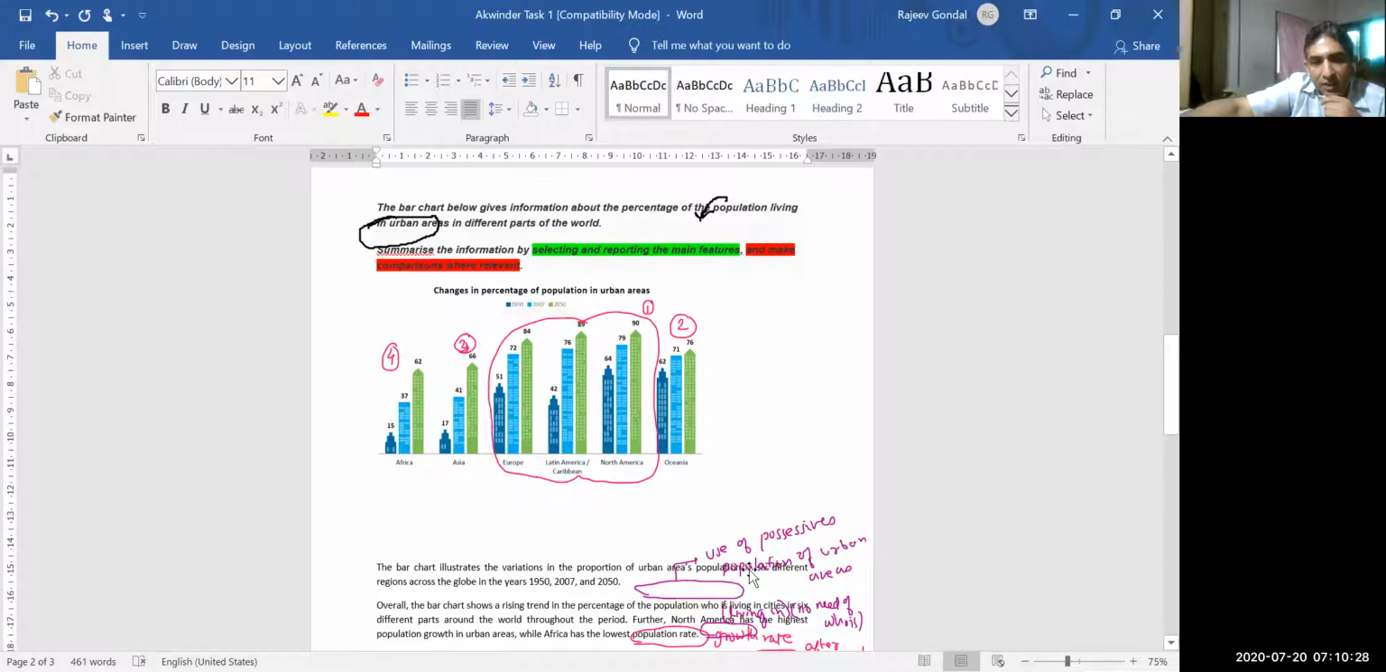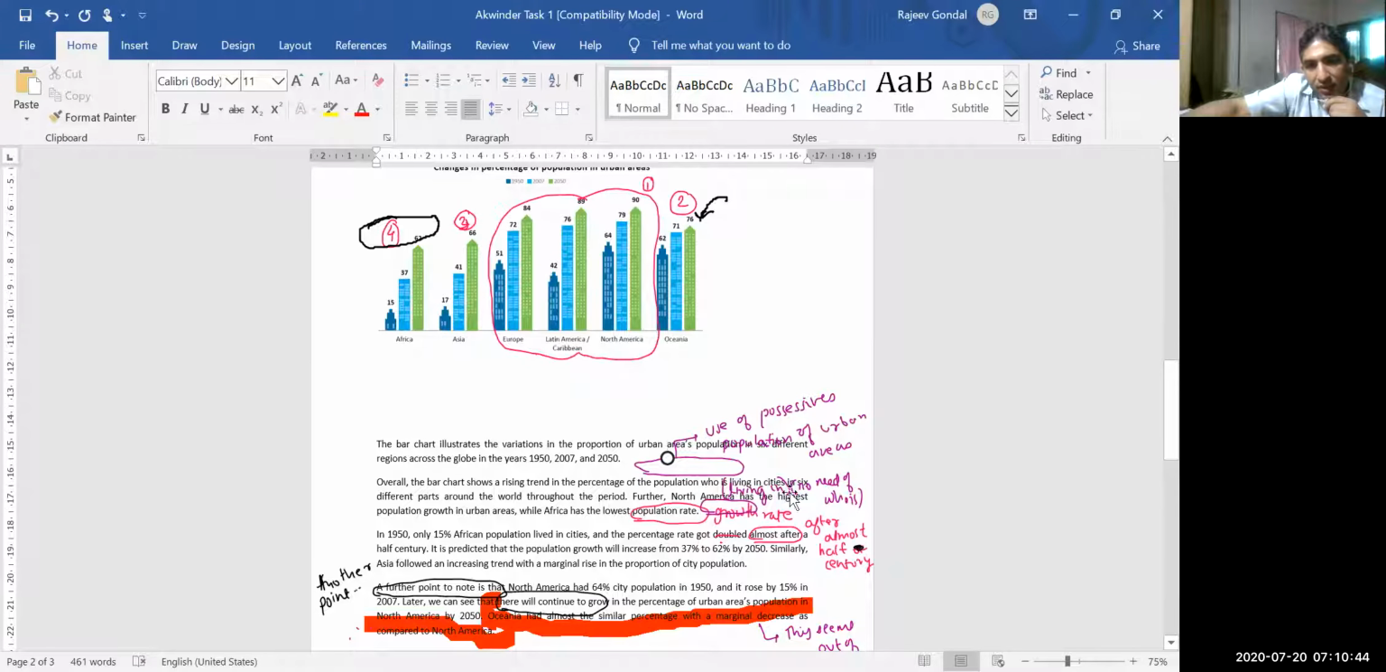Now, when we go further, overall the bar chart shows a rising trend in the percentage of population who is living in cities. So population who is living in cities. There's no need to say who is. You can simply say population living in cities in 6 different parts around the world throughout the period. There's no need to repeat this throughout the period.